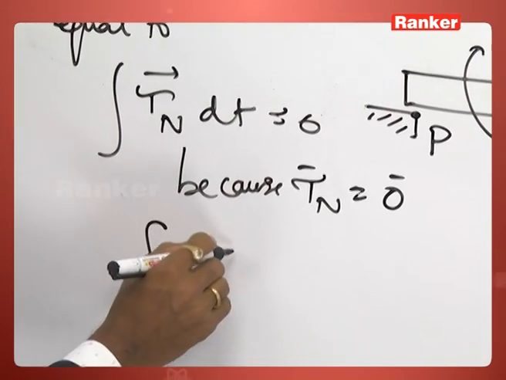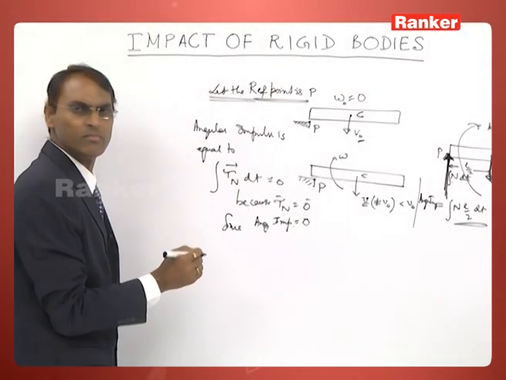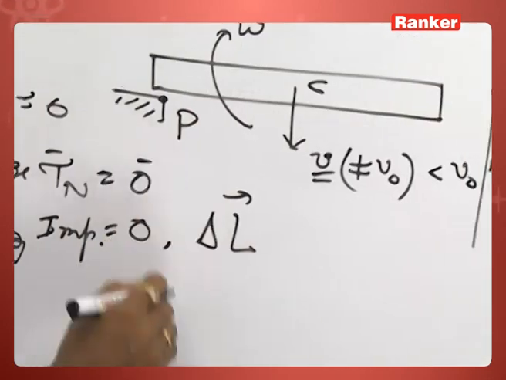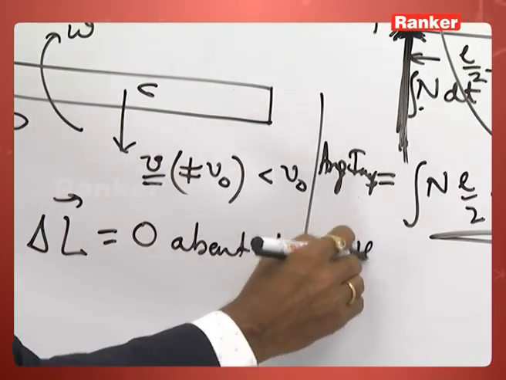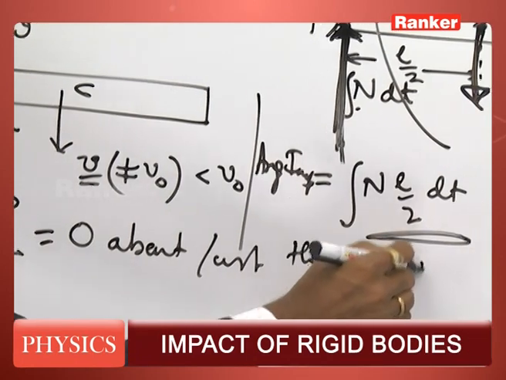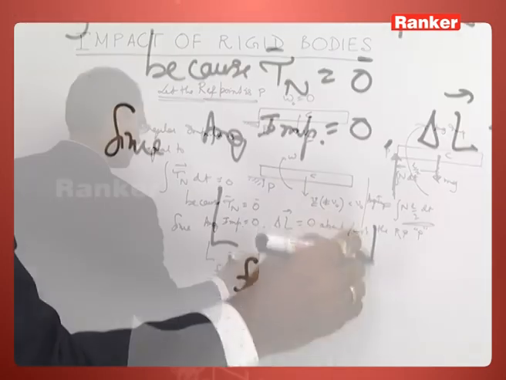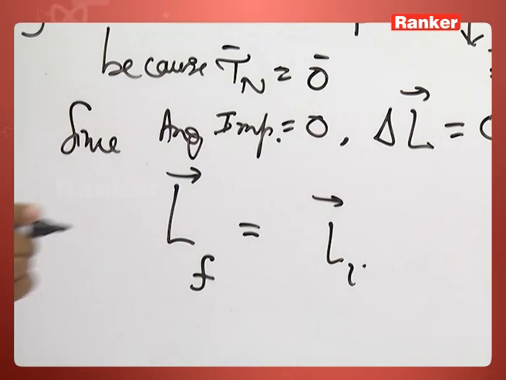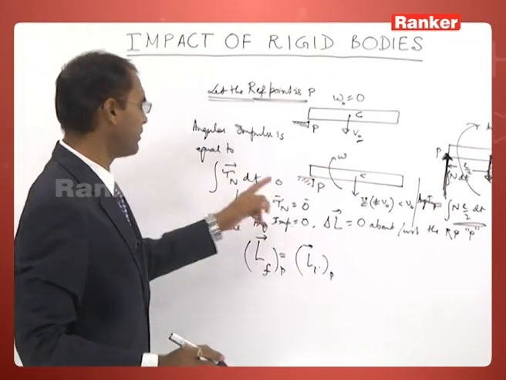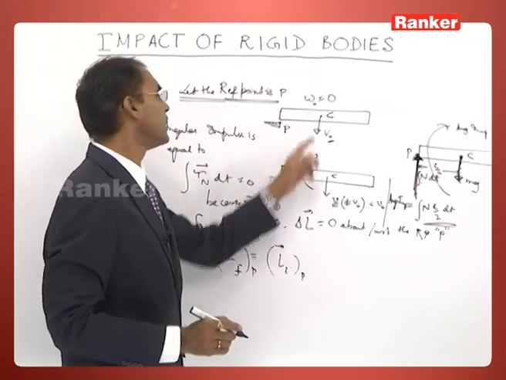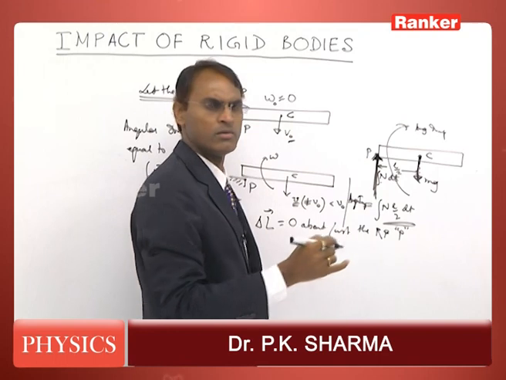Since the angular impulse is equal to 0, the change in angular momentum will be 0 about, or with respect to, the reference point P. The initial angular momentum and the final angular momentum of the rod about that point P will remain conserved. We can conserve the angular momentum of the rod about this point. However, linear momentum cannot be conserved, because there is a net linear impulse acting on the rod.